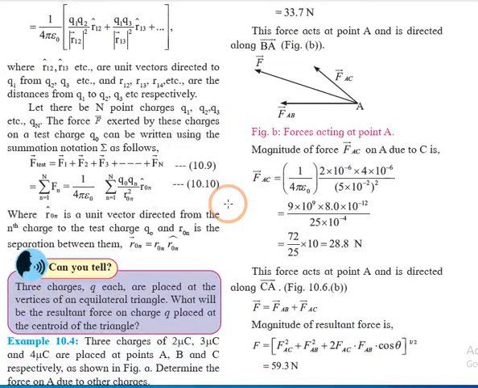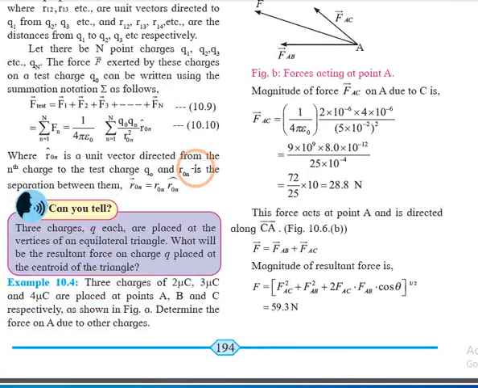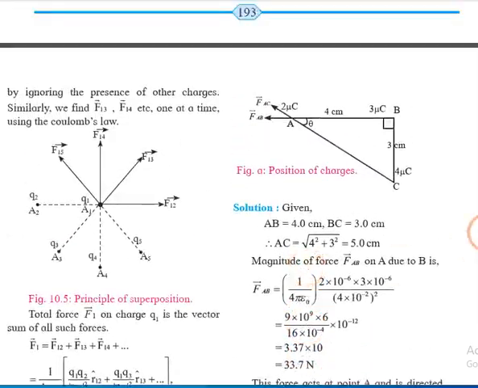Now, let's consider one example. Three charges of 2 microcoulomb, 3 microcoulomb and 4 microcoulomb are placed at points A, B and C respectively as shown. Determine the force on A due to the other charges. Now you can see it over here, there are 3 point charges A, B and C given. AB is equal to 4 cm, BC is equal to 3 cm. So we can find out the value of AC according to that. 16 plus 9 is 25, root of 25 is 5. The value of AC is 5.